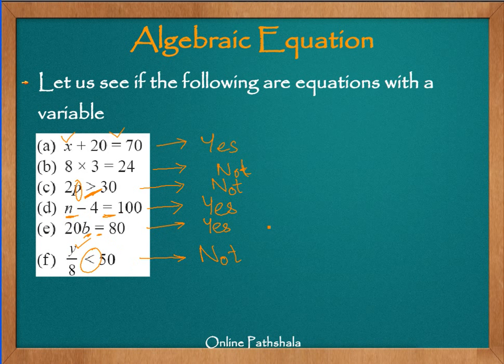So just two things for you to remember. It must have an equal to sign, and there must be a variable in the equation. These are the two key things that we must look out for as a first check to understand whether an equation is an algebraic equation or not. So in this video, we covered the meaning of an algebraic equation, which simply says that it is a statement or a condition on a variable. In the next video, I will discuss the solution of an algebraic equation.